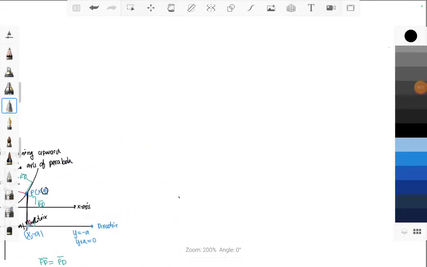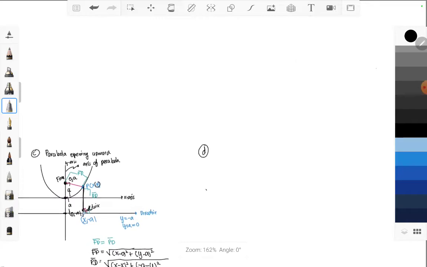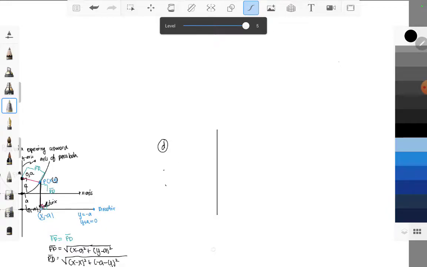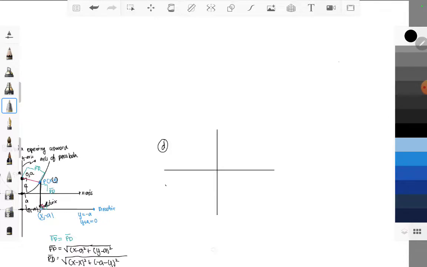Let's have our letter D. So we will derive the equation of the parabola opening downward. From here, let's have this parabola. Let this be the axis of my parabola, at my y and my x, and of course let this be my vertex at (0, 0).